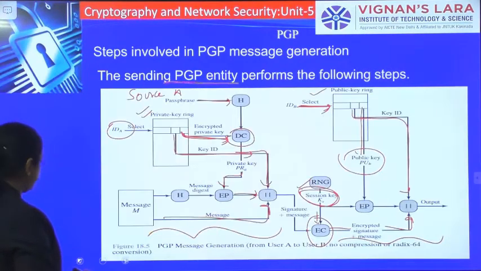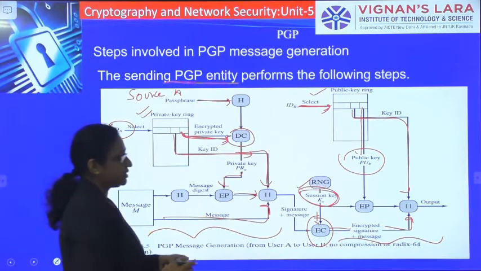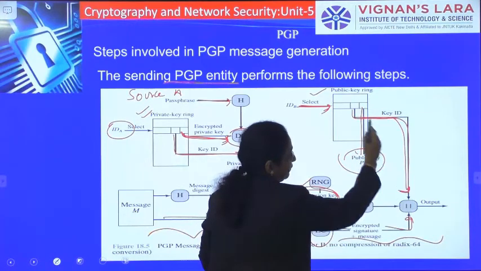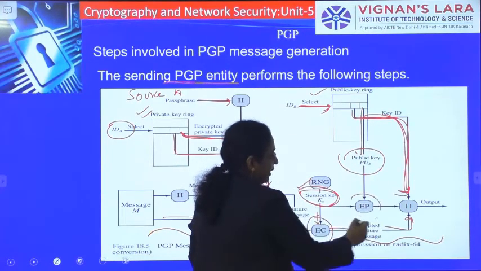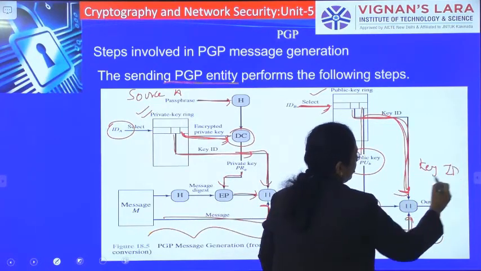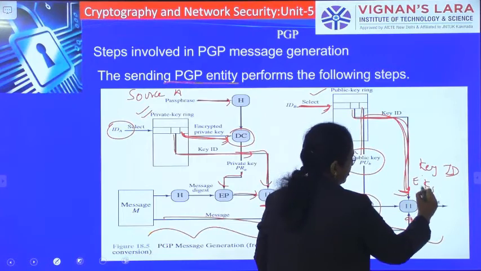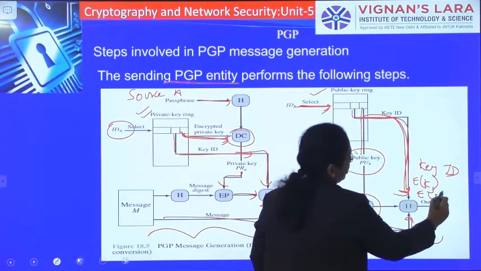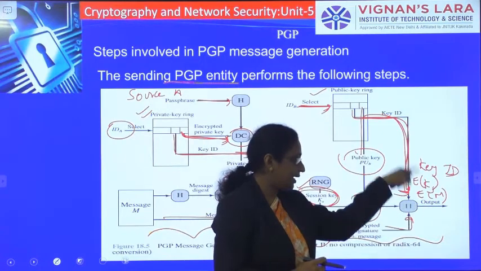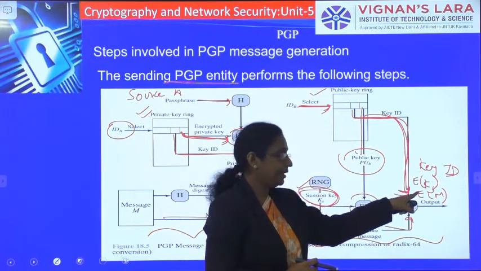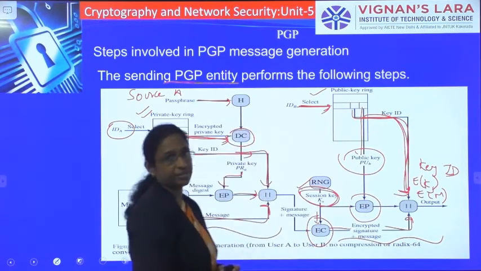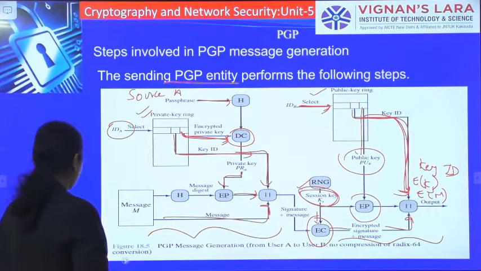This is the output of the sending entity, where we have the key ID, the encrypted session key, along with the encrypted message. So the output of this entire process is the key ID, encrypted session key, and encrypted message. All these are sent to the receiver, so the receiver will receive all these.